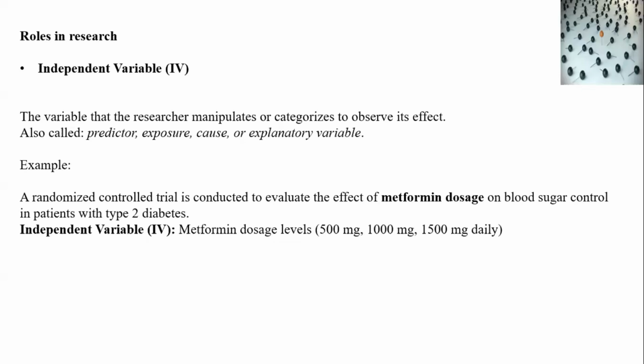Let's say, for example, a randomized controlled trial is conducted to evaluate the effect of metformin dosage on blood sugar control in patients with type 2 diabetes. What is the independent variable in this case? The independent variable is the metformin dose level, for example 500 milligrams, 1,000, or 1,500 milligrams daily. This is our cause, the explanatory variable. It forms the base of the research, and it is the predictor of what the researcher wants to evaluate.